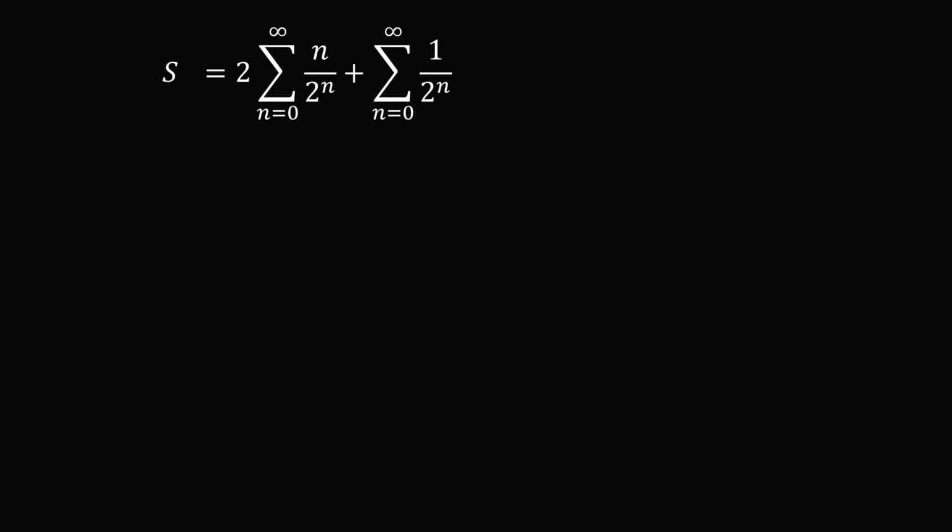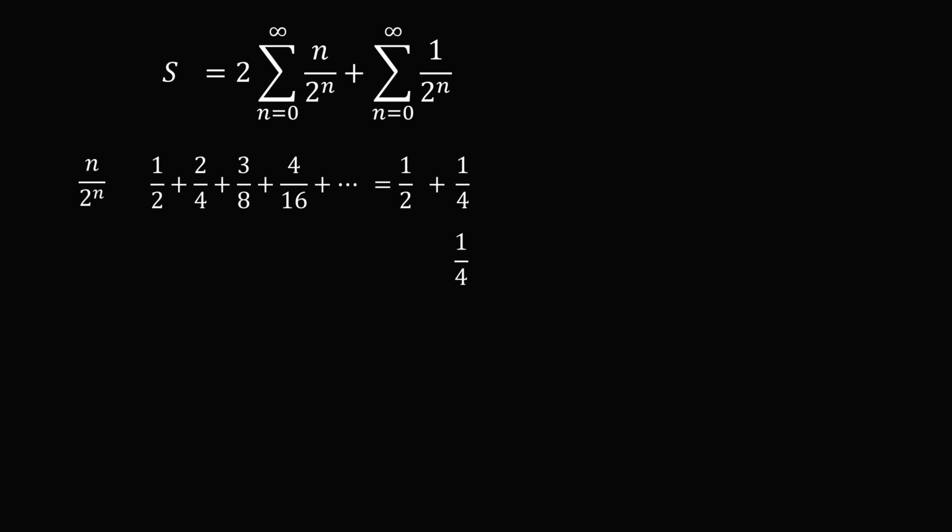Now what about the other summation, n over 2 to the power of n? This is an arithmetico-geometric series. So here's how it's written out: 1 over 2 plus 2 over 4 plus 3 over 8 plus 4 over 16 and so on. So here's one way that we can solve this. We know we have one term of 1/2.